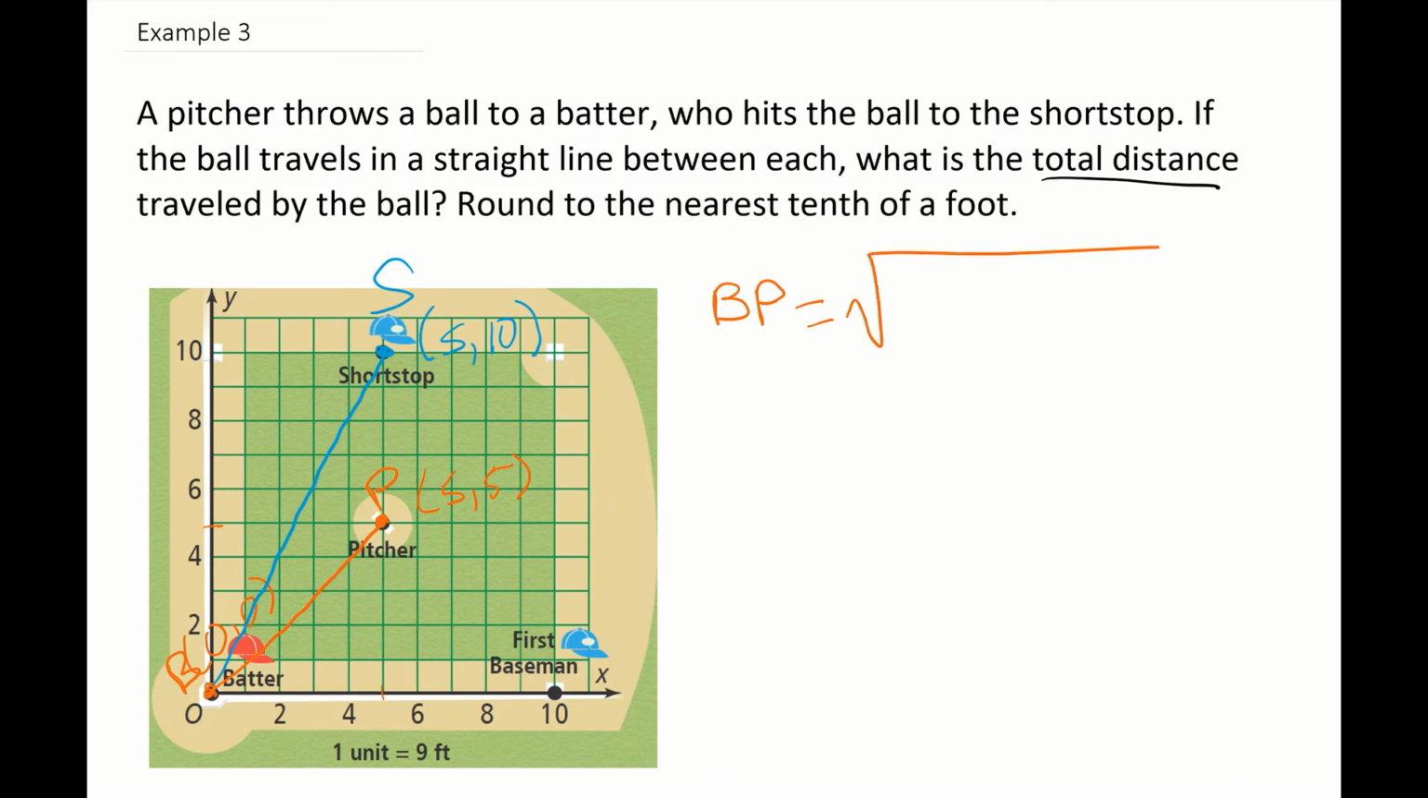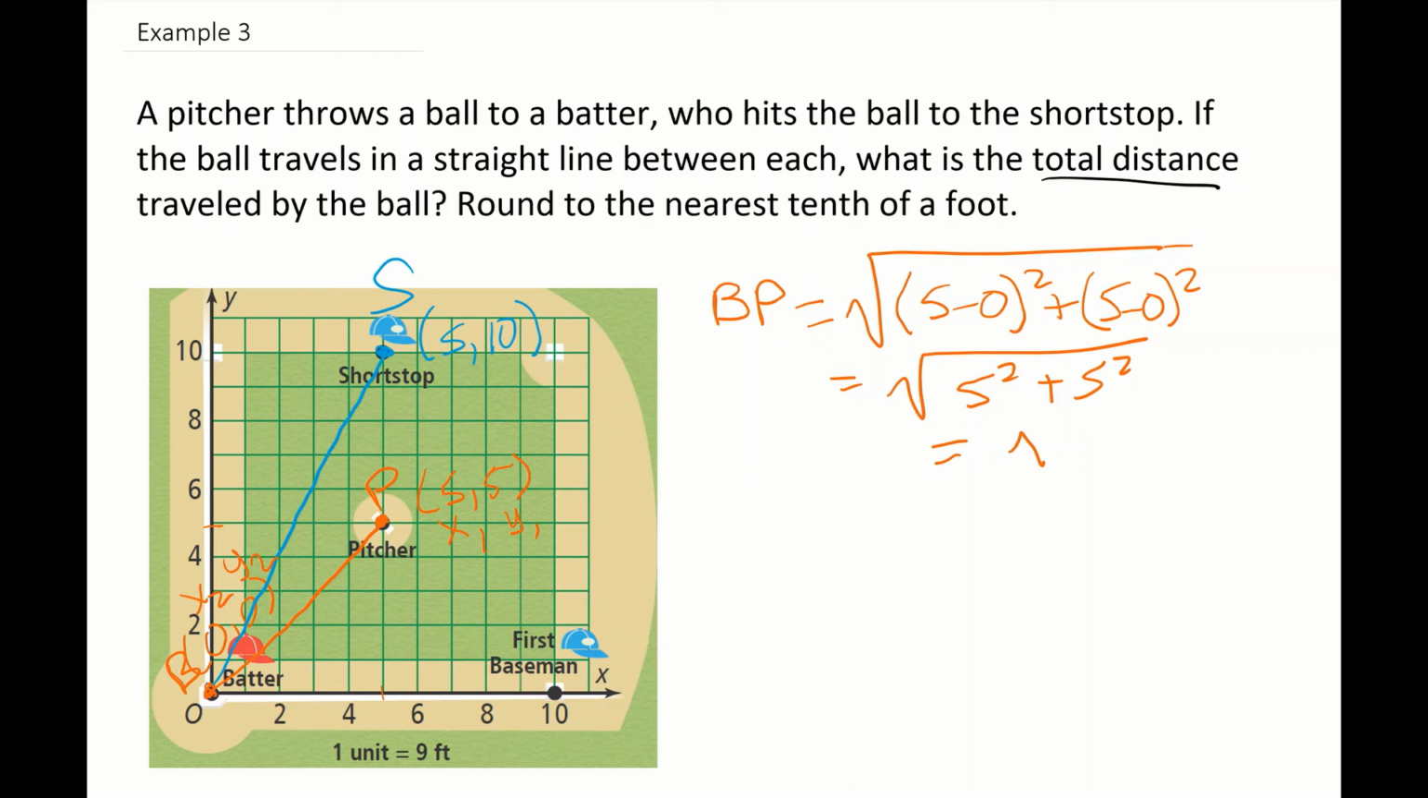We have to take the square root, and subtract the x coordinates. The x coordinates in this case are 5 and 0. Let's call this x1 and this x2. It doesn't really matter which one is which, as long as you say the x is the first and the y is the second, and keep them consistent. If we subtract the x coordinates, we get 5 minus 0 squared, plus, and then let's subtract the y's. y1 is 5 and y2 is 0, so 5 minus 0 squared. In this case, we got the square root of 5 squared plus 5 squared.